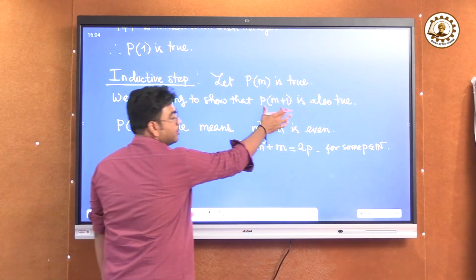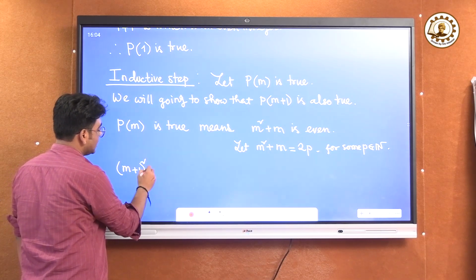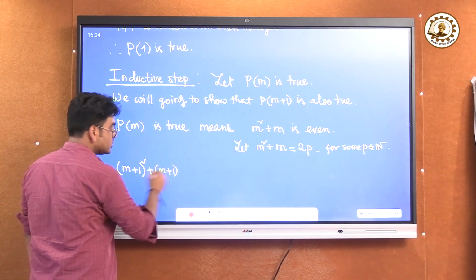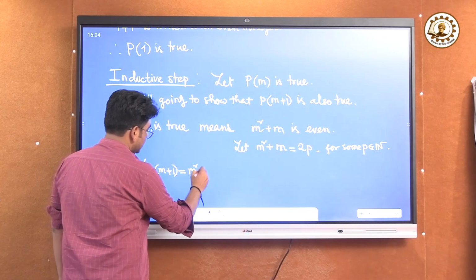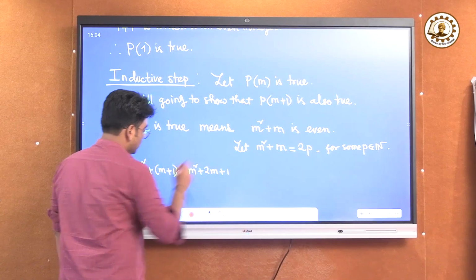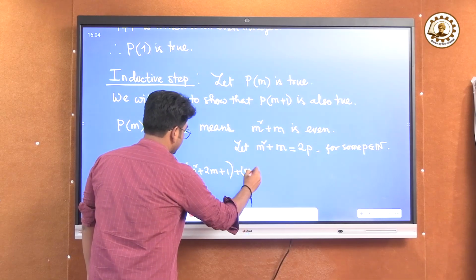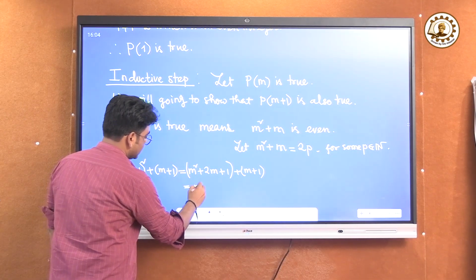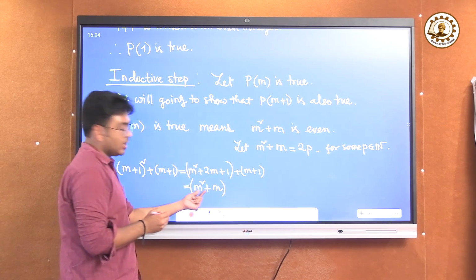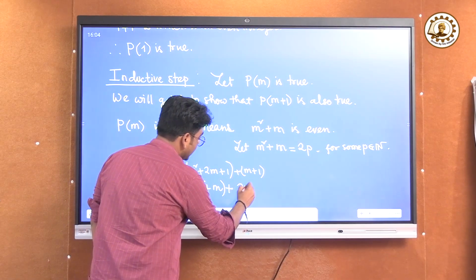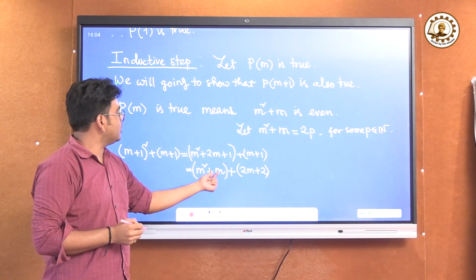Now what is P(m+1)? We have to show that (m+1) square plus (m+1) is also even. Now let's see. So this is m square plus 2m plus 1, and this is m plus 1. Now after some manipulation, this is m square plus m plus 2m plus 2. Okay, now we already know that m square plus m is 2p.